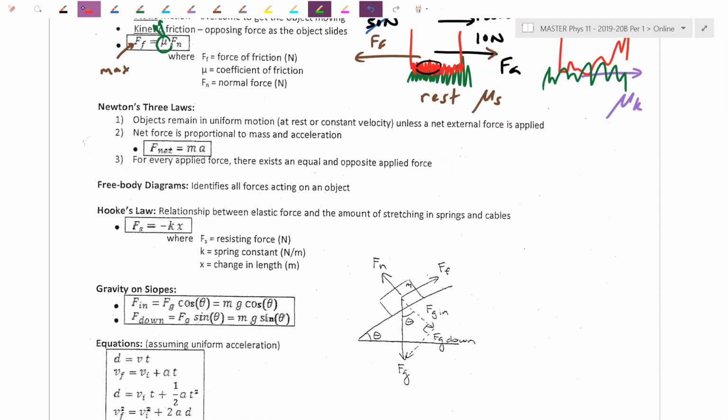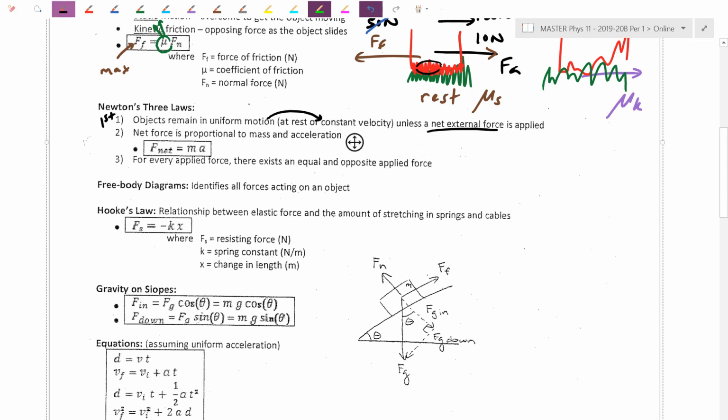A couple other nice general remarks based on this chapter. A lot of this dynamics and forces stuff that we talk about can be summarized by Newton's three laws. I'm just going to go over them one by one in turn for you here. So Newton's first law says objects remain in uniform motion. Uniform motion is another way of saying constant velocity. The velocity doesn't change as long as there is no net force.